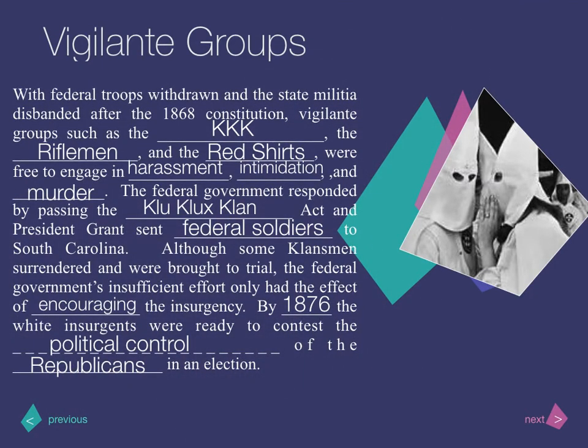With federal troops withdrawn and the state militia disbanded after the 1868 Constitution, vigilante groups such as the KKK, the Rifle Clubs, and the Red Shirts were free to engage in harassment, intimidation, and murder. The federal government responded by passing the Ku Klux Klan Act, and President Grant sent federal troops to South Carolina. Although some Klansmen surrendered and were brought to trial, the federal government's insufficient effort only had the effect of encouraging the insurgency. By 1876, white insurgents were ready to contest the political control of the Republicans in an election.